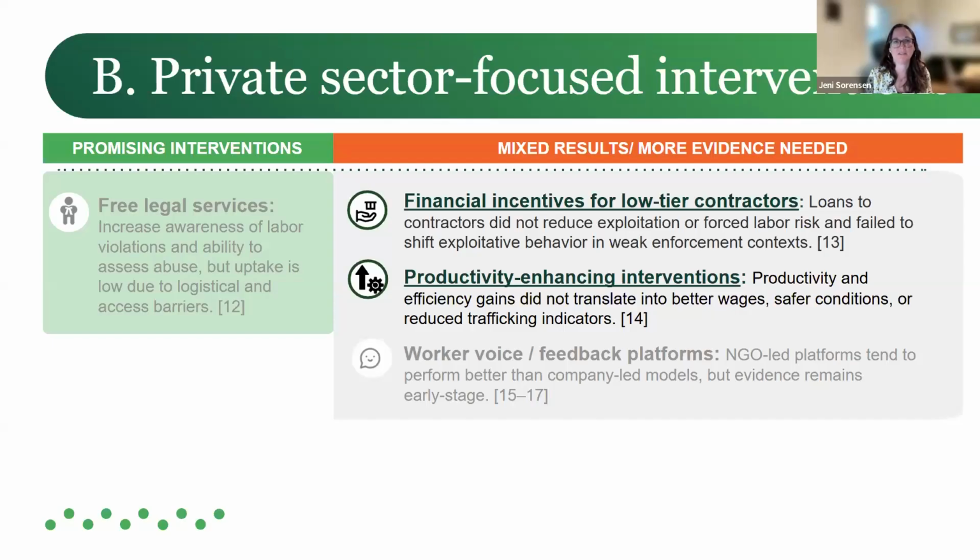A lot of what's been happening here is seen to be less effective or not effective. These include financial incentives for low-tier contractors. IPA funded a study in India with micro loans to micro contractors, and there was no impact on labor practices in that case. And with productivity enhancing interventions, we also helped to fund part of a study in Bangladesh looking at brick kilns and whether more effective technologies would help reduce indoor health impacts for kiln workers. Again, the productivity interventions worked, but they didn't really have an impact on labor practices in that case.